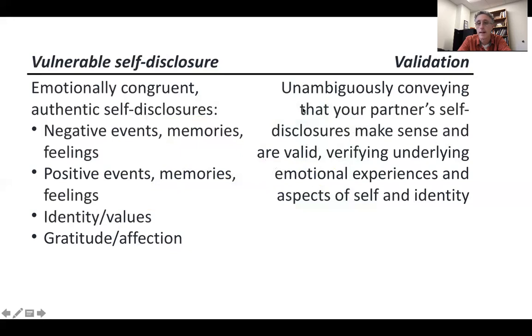Now, on the other side here, validation. We want to practice validating in a really explicit and unambiguous way. This is what we're going to practice, really making our validation explicit and strong so it can function like that $1 million suitcase rather than the $5 bill. So unambiguously conveying that your partner's self-disclosures make sense and are valid, focusing on verifying the underlying emotional experiences and aspects of self and identity. So that's the definition. That's what we'll practice.